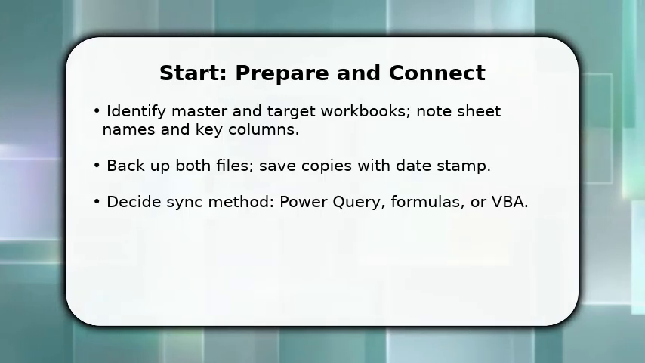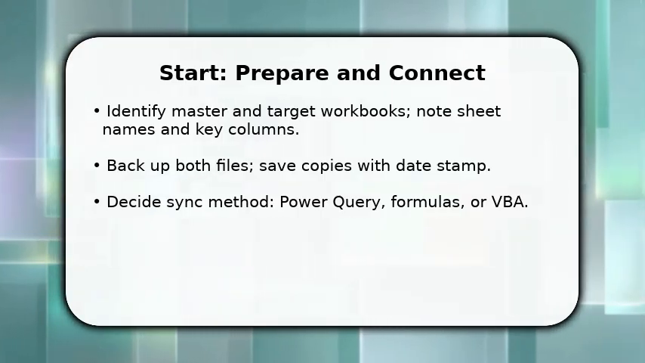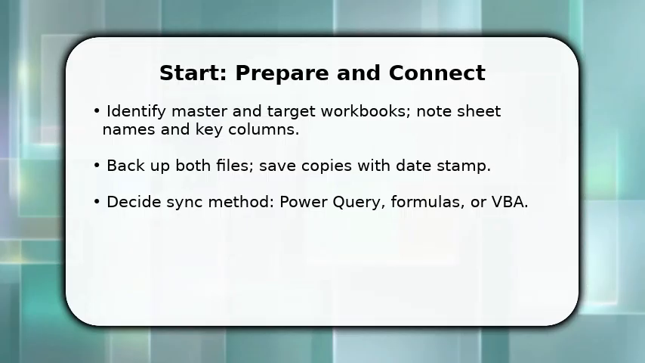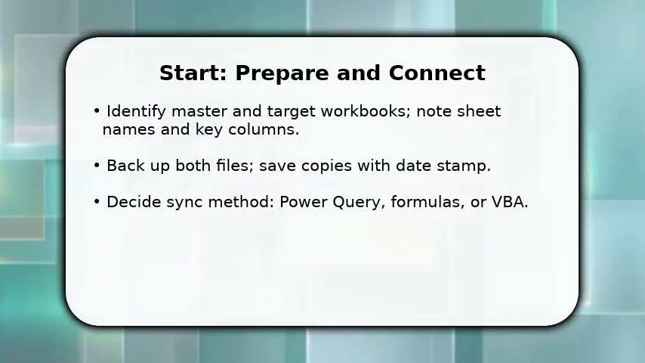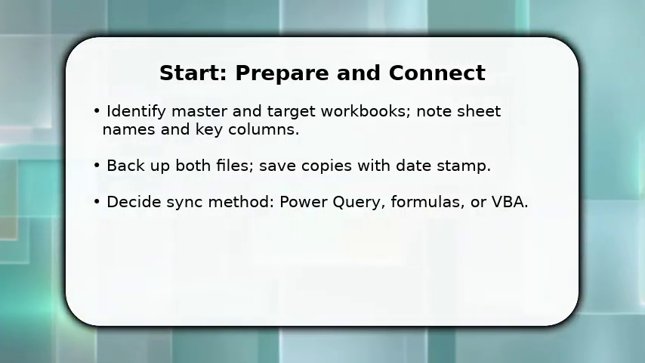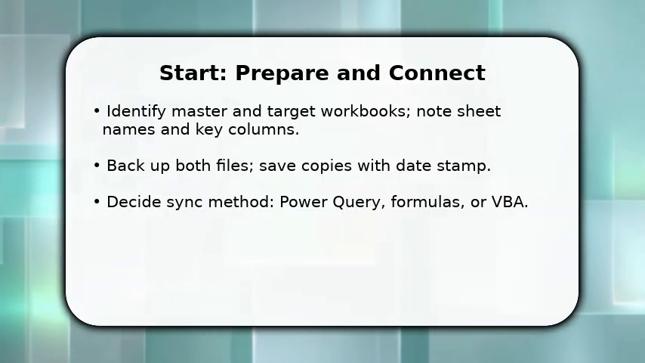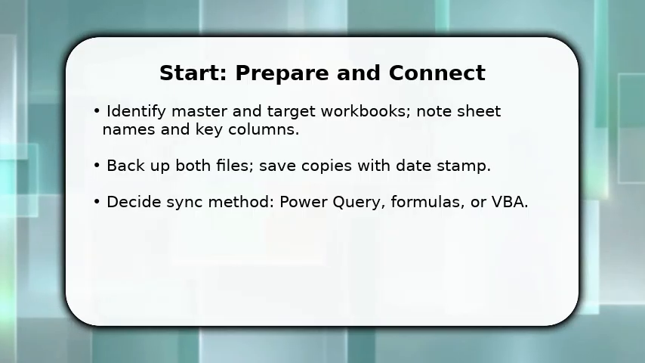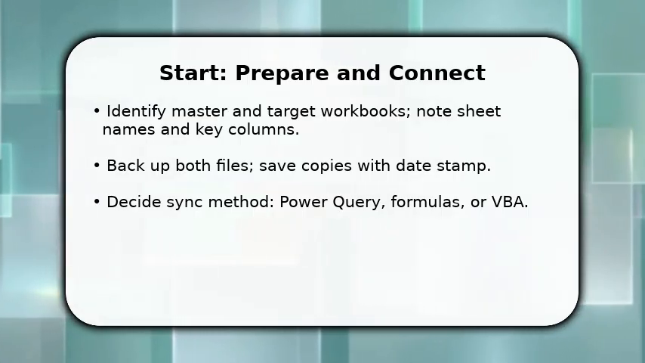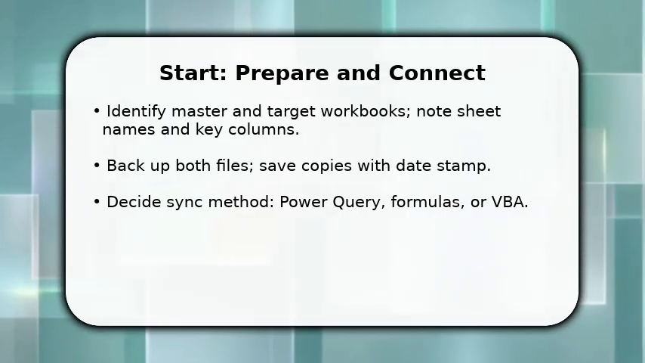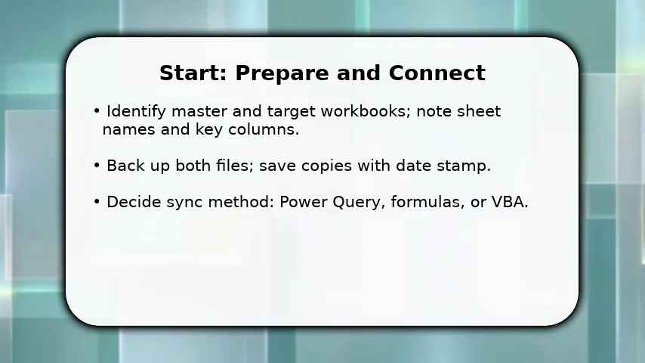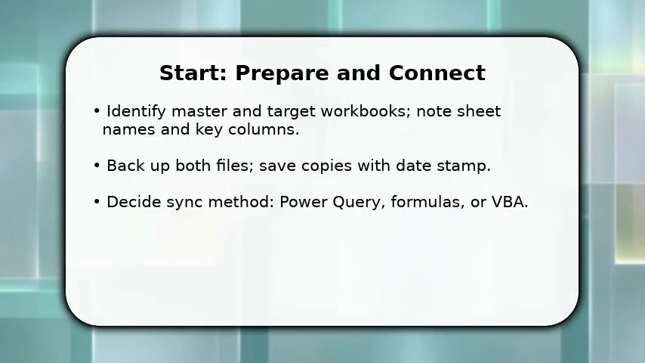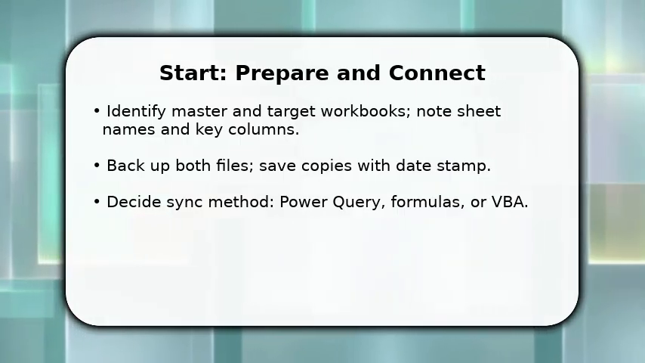You begin by confirming which workbook is the master and which is the target. This clarifies one-way or two-way syncing. Once you've backed up both files, open them side by side and enable editing. Next, choose your method. Use Power Query for robust refreshes, formulas for lightweight links, or VBA for custom logic. Make sure column headers match or map them now so downstream steps run without mismatches or errors.